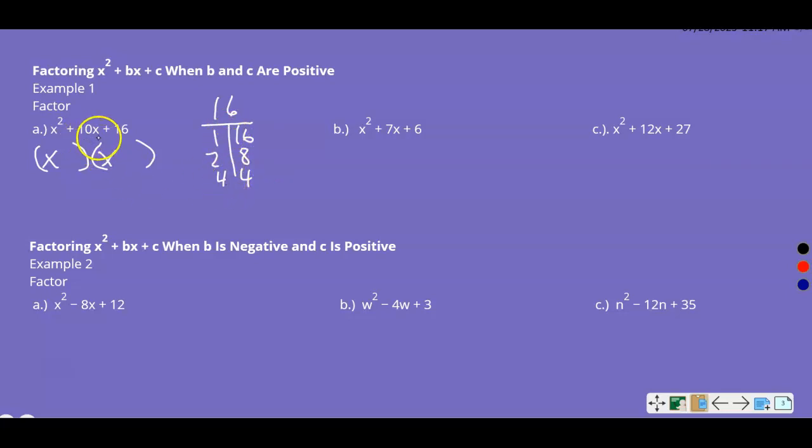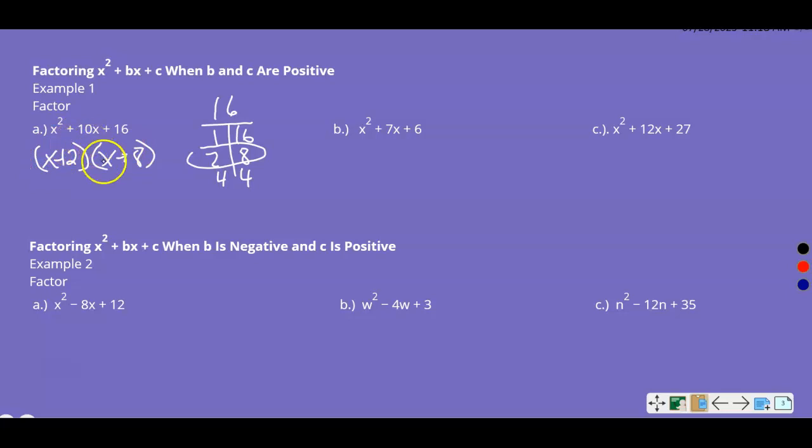Now I need two of these that add up to give me 10. 1 and 16 does not give me 10. 2 and 8 gives me 10. 4 and 4 give me 8. So I can see quickly that I'm going to have plus 2 and plus 8.